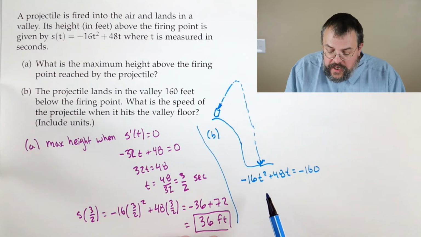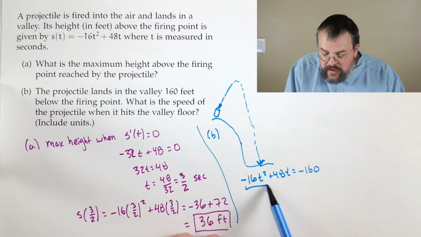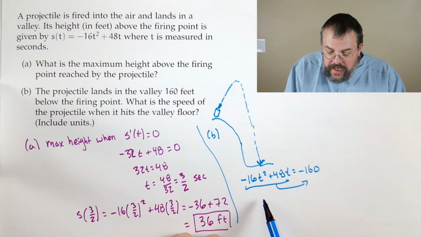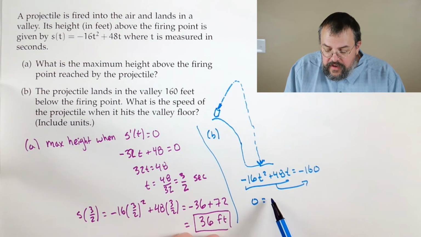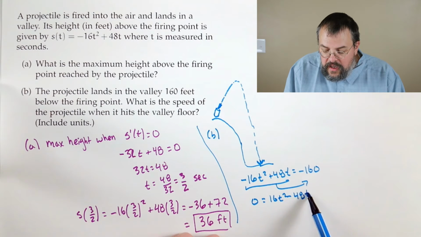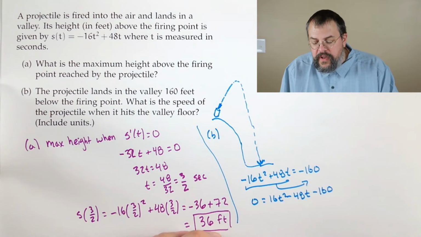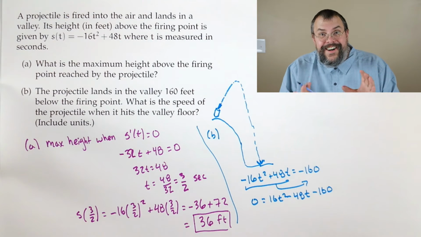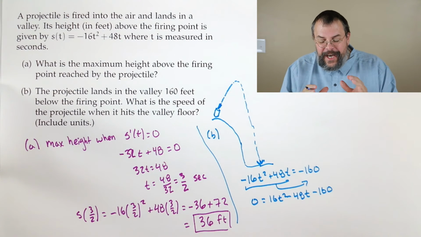Now it looks a little bit messy. Let's move everything to one side. So let's move these things across. So what would we have? We'd have 0 is equal to 16t squared minus 48t minus 160. All right, how do we handle that?